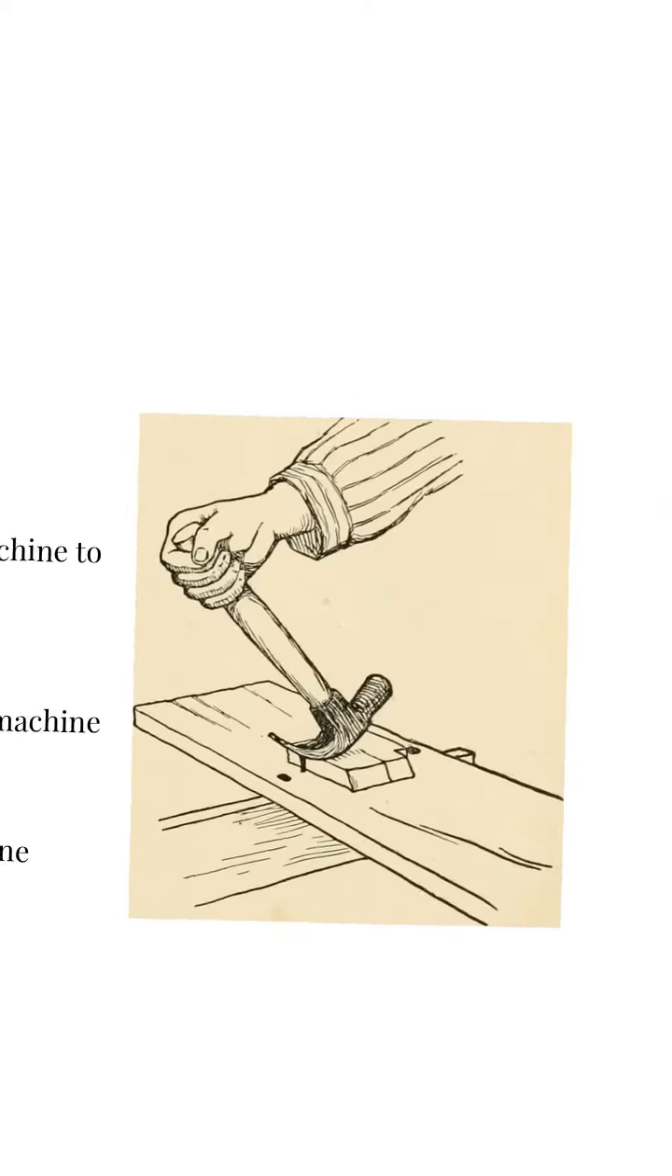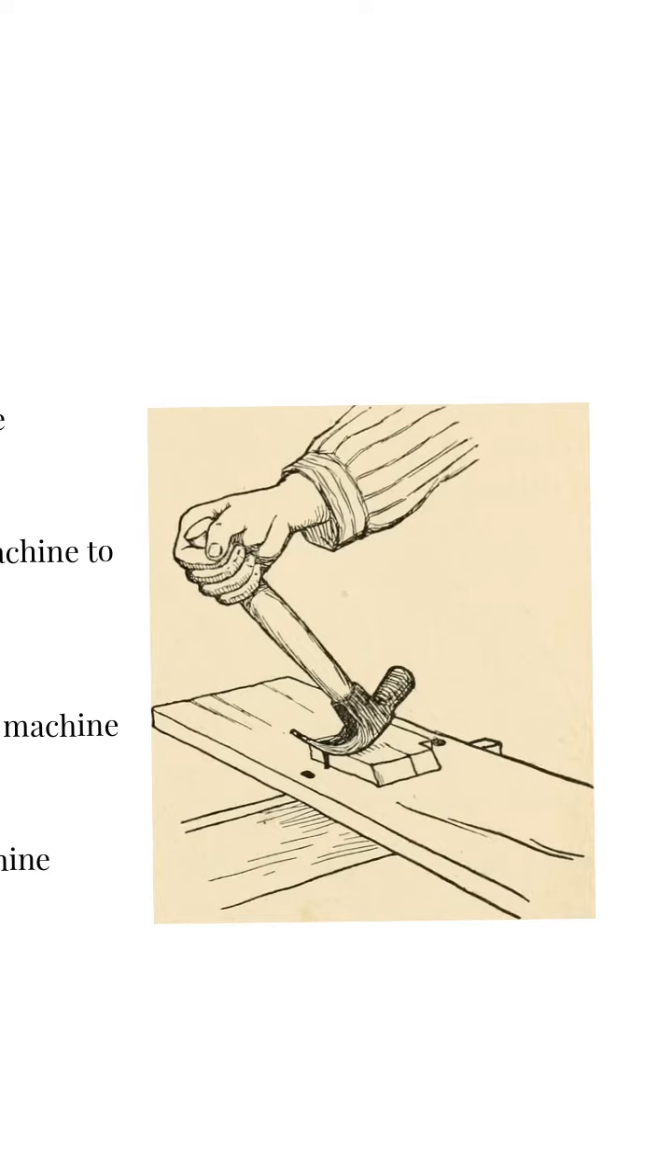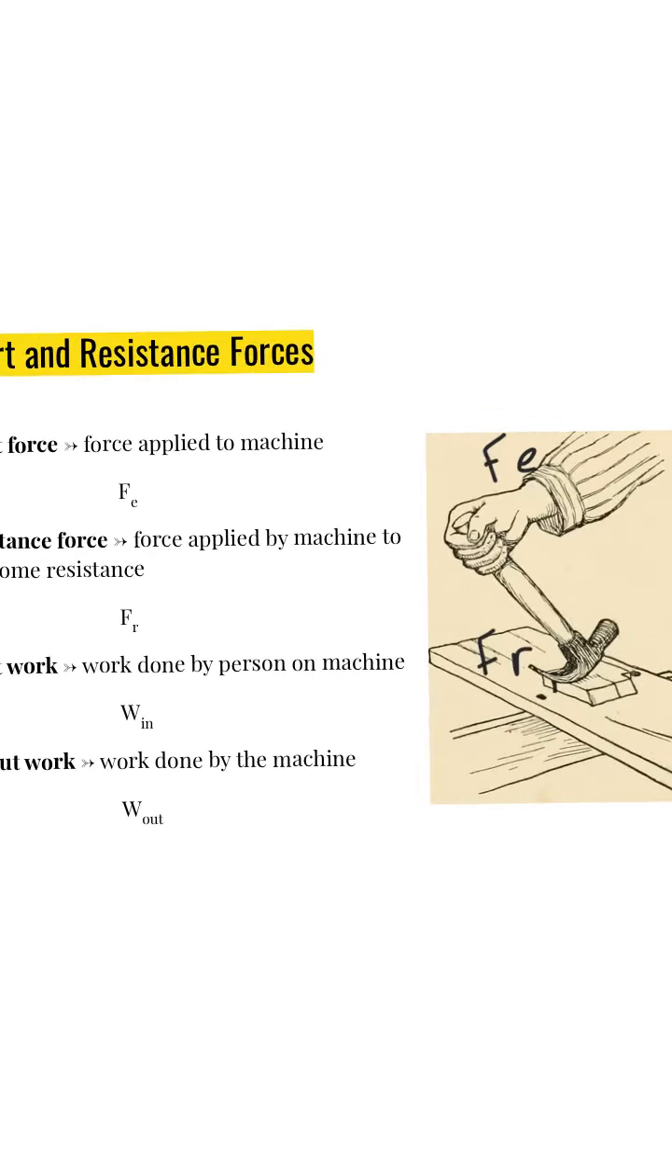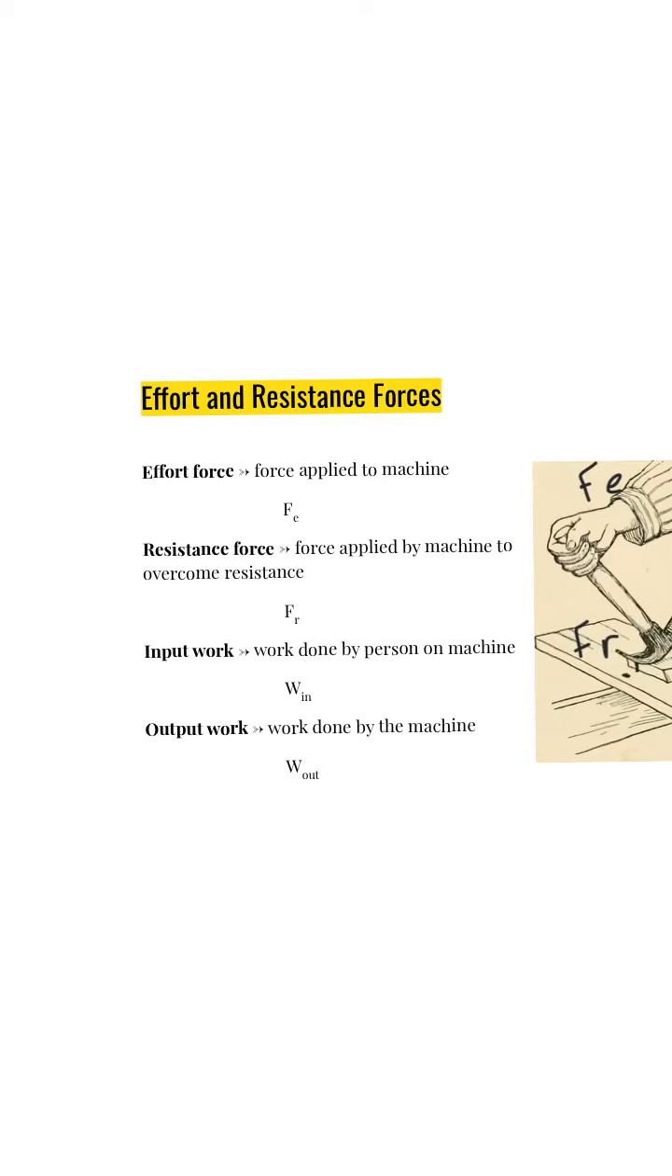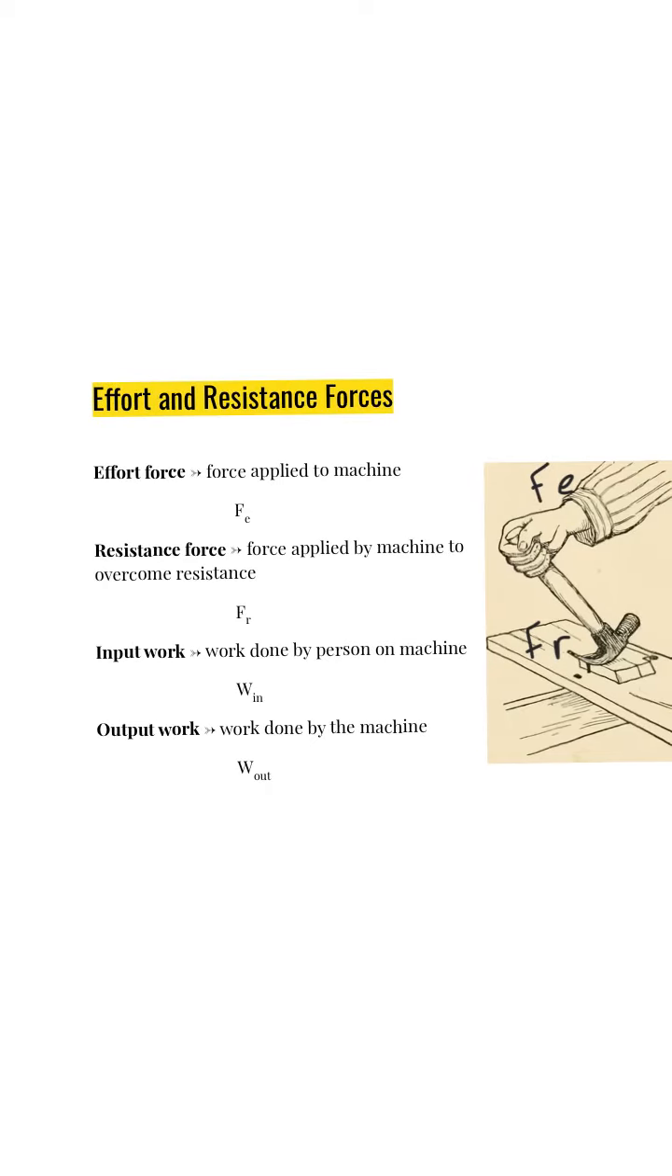If we look over here at this example of pulling a nail out with a hammer, this would be the effort force right here. You are applying the effort force, and then this right here, whatever the hammer is applying to the nail, is the resistance force. The other two things on this slide are input work and output work.